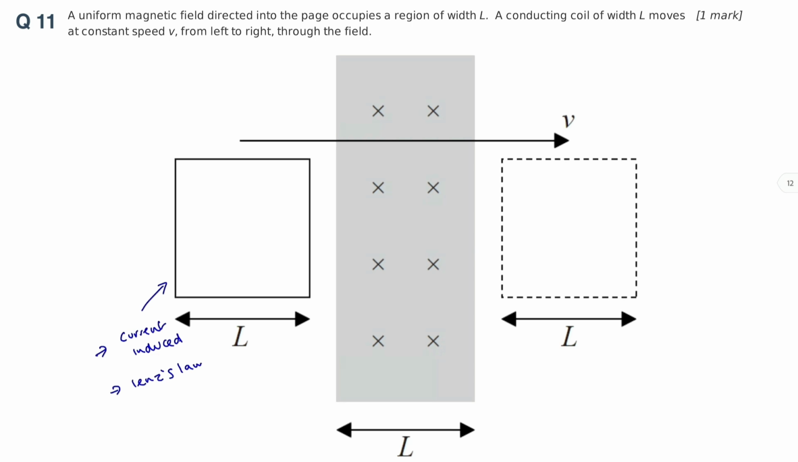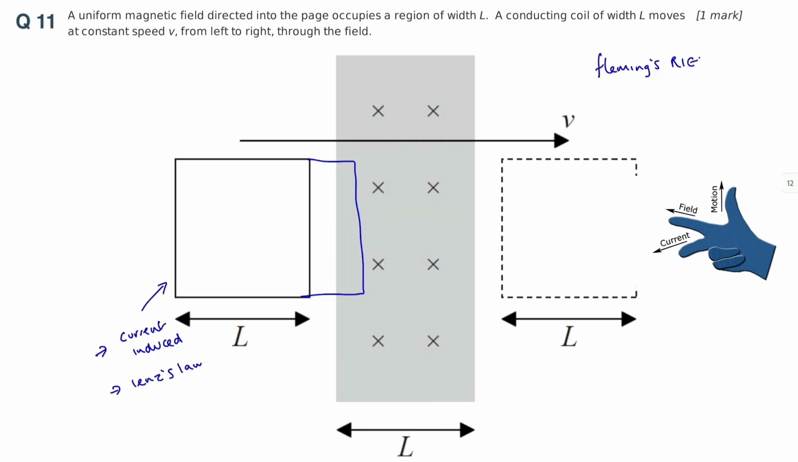So let's take the moment that the coil enters the field. We're going to use Fleming's right hand rule. So notice I'm using this hand to determine the direction of the induced current. The thumb is the direction of movement. It's on the right hand. The first finger is the field, and that is into the page. And the second finger is the direction of the induced current. This is just initially, okay?